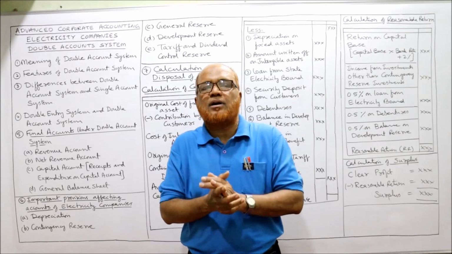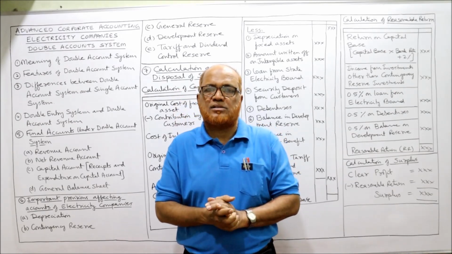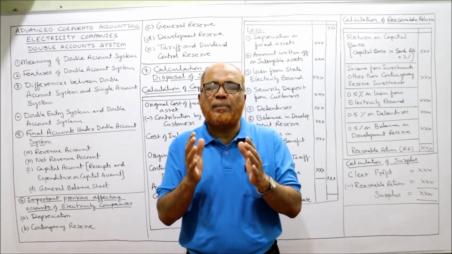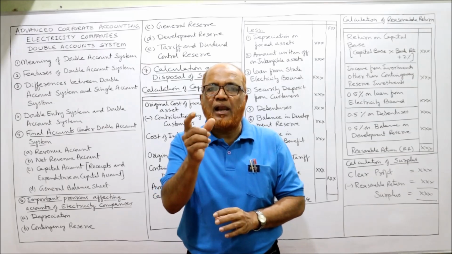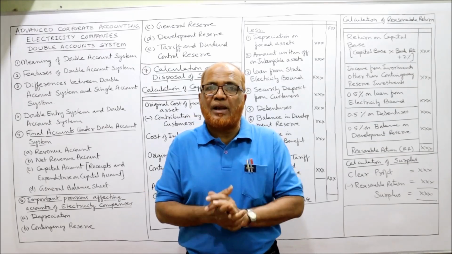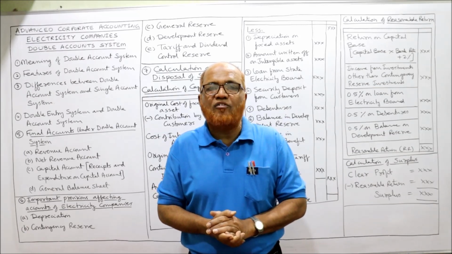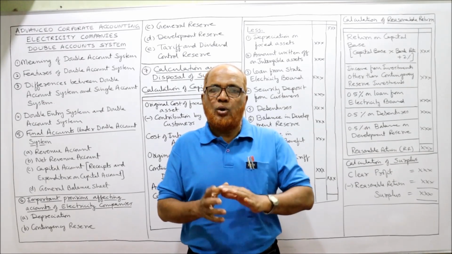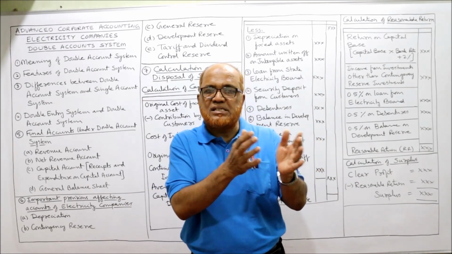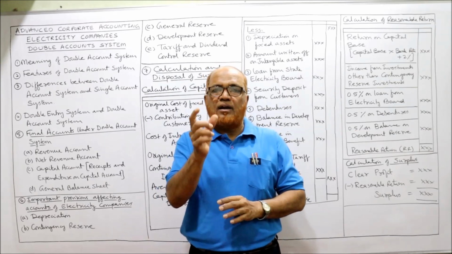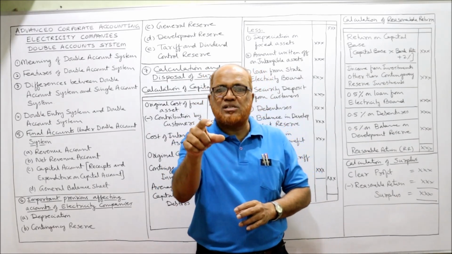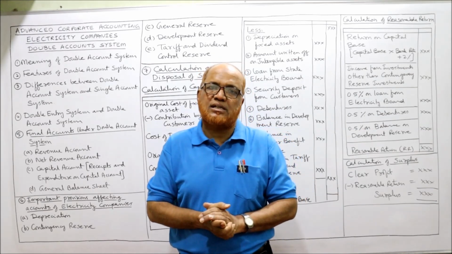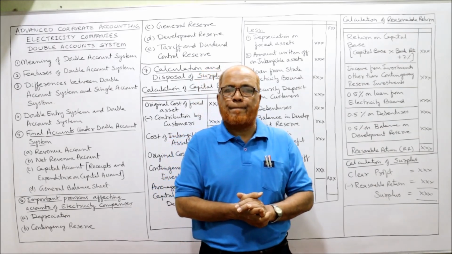The major topic we are learning about is electricity companies. They will follow the double account system. Normally a public utility concern will adopt the double account system. What is this double account system? It's a method of preparing the financial statements. Don't confuse the double entry system with the double account system. The double account system is a special system of preparing the financial statements of a public utility concern.